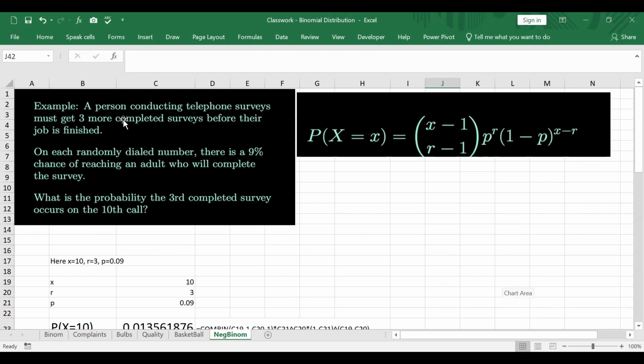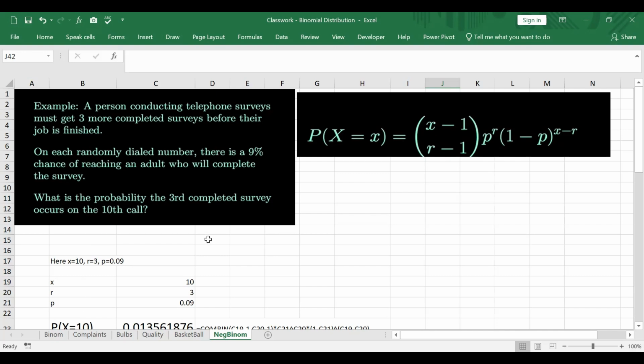You must have seen people calling you up asking for surveys, asking for information. Most of the people will say, no, I'm busy, I can't do it, and they'll be rude, putting the phone down. So the call center executive has got a really tough job. And it is found that there is a 9% chance of reaching an adult to complete the survey. Now, what is the probability the third completed survey occurs on the 10th call?